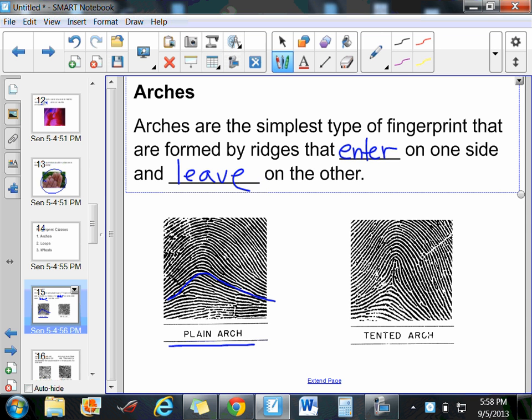You can also have a tented arch, which has a spike in the middle of it. So that's how you're going to tell the two apart. If it generally looks like a mountain peak, it's going to be an arch. If it is a pointy mountain, it is a tented arch. If it's like a smooth rolling hill, it is a plain arch.